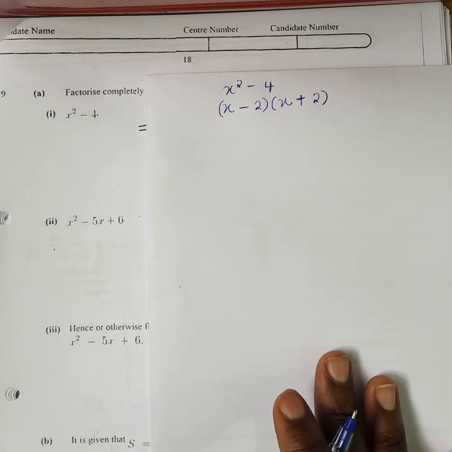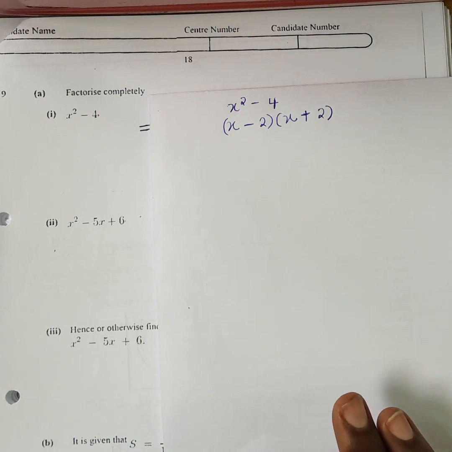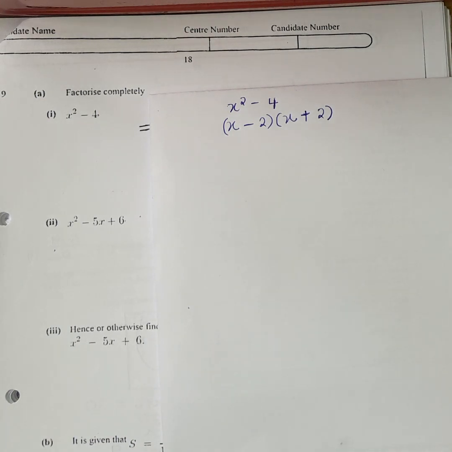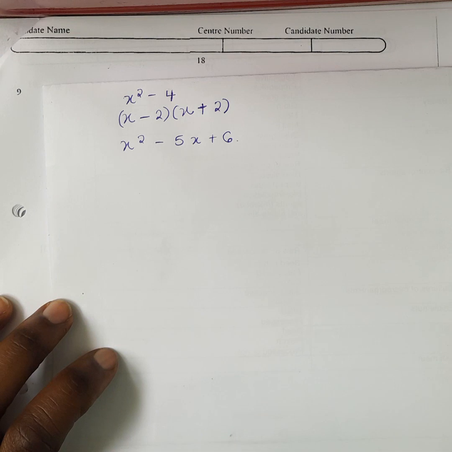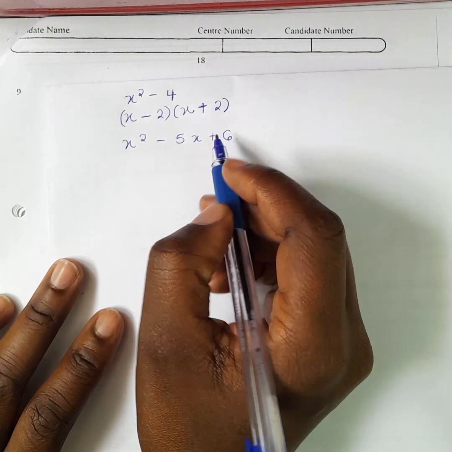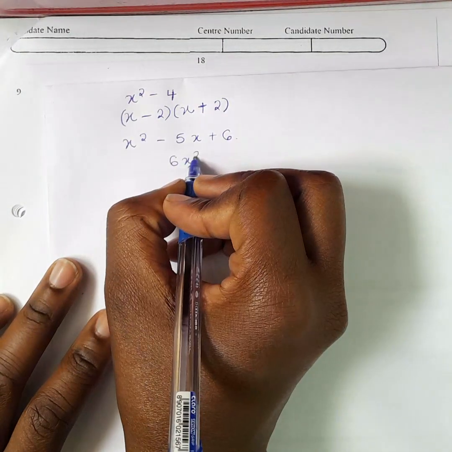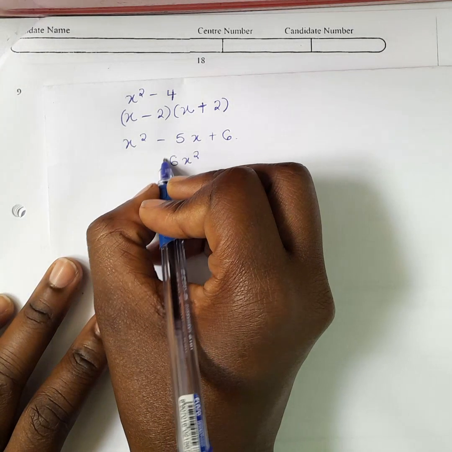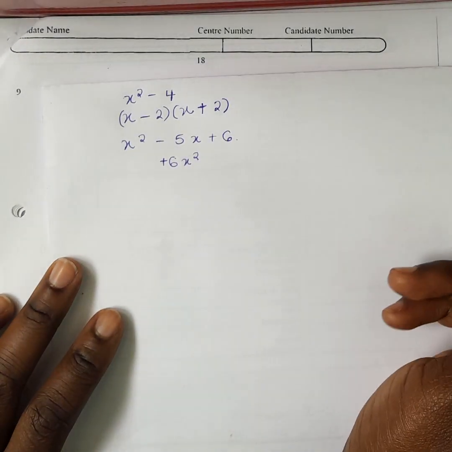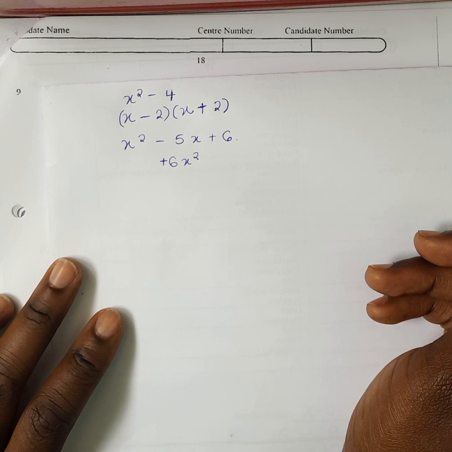We are going to use again the question that was in June 2020 on number 9a part 2, which is saying x squared minus 5x plus 6. When factorizing a trinomial, you first need to multiply these two numbers at the edge. If you say x squared times 6, you are going to get 6x squared.